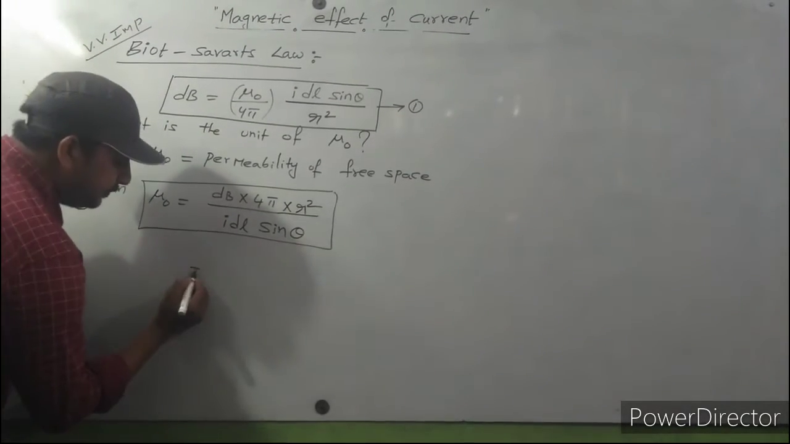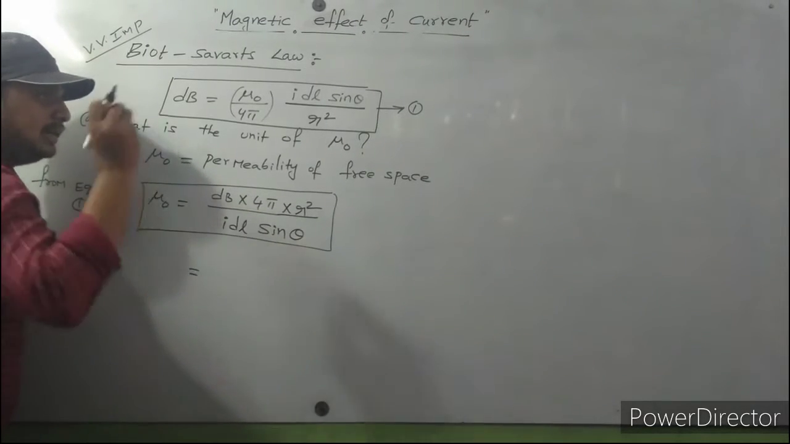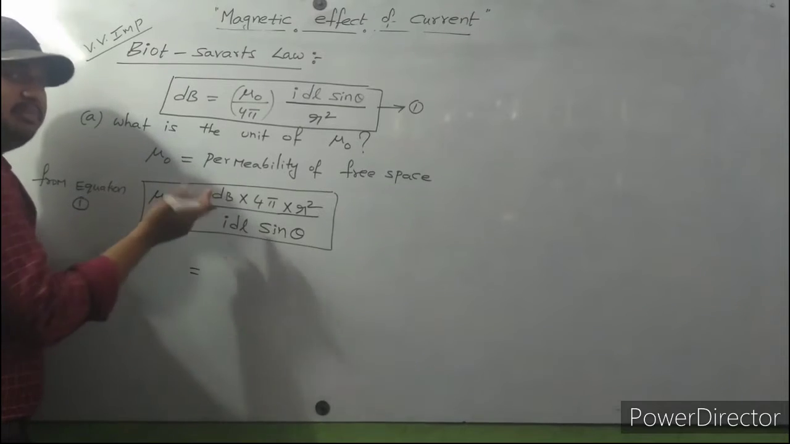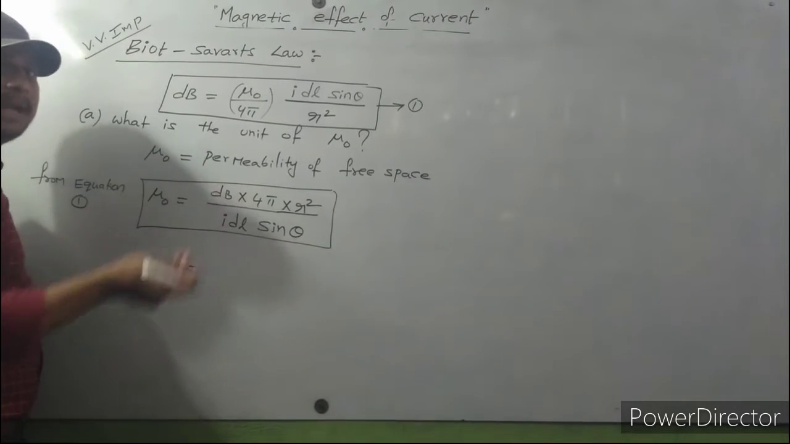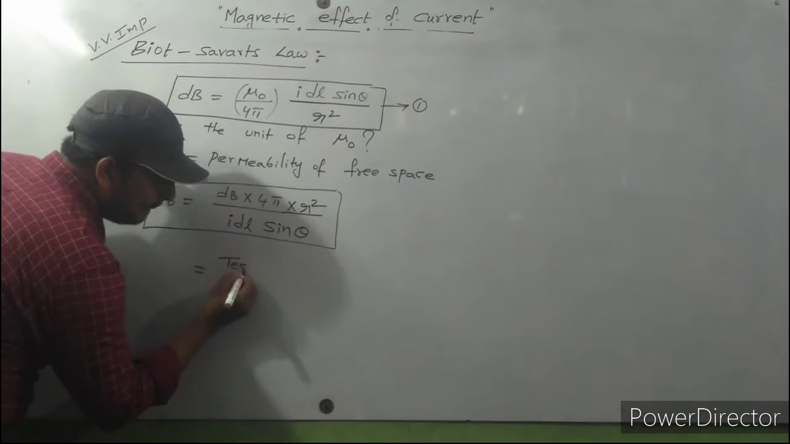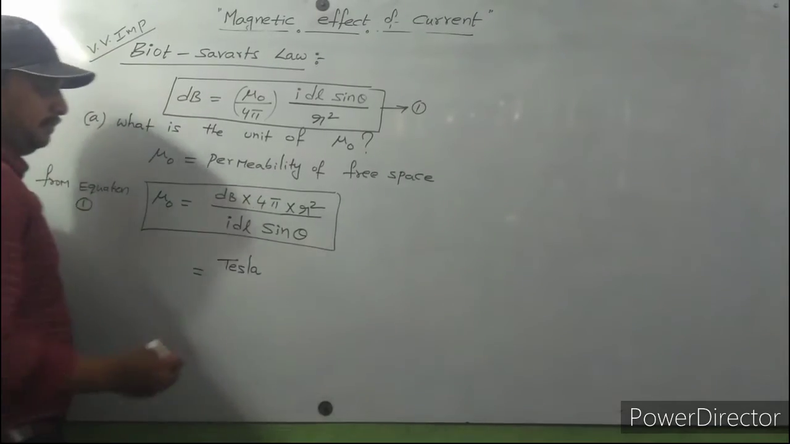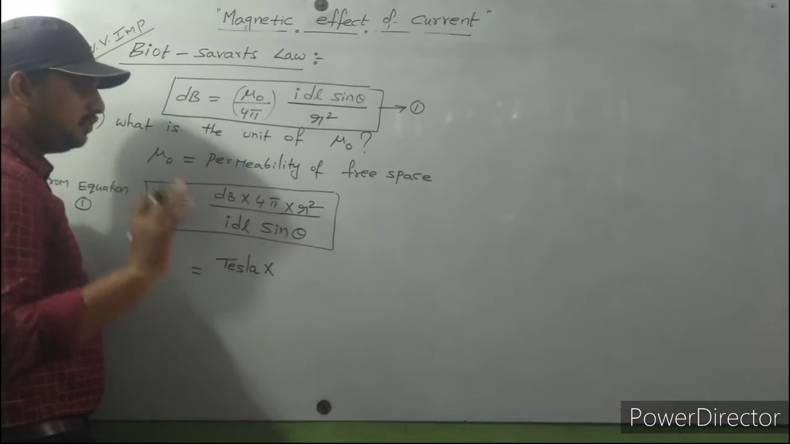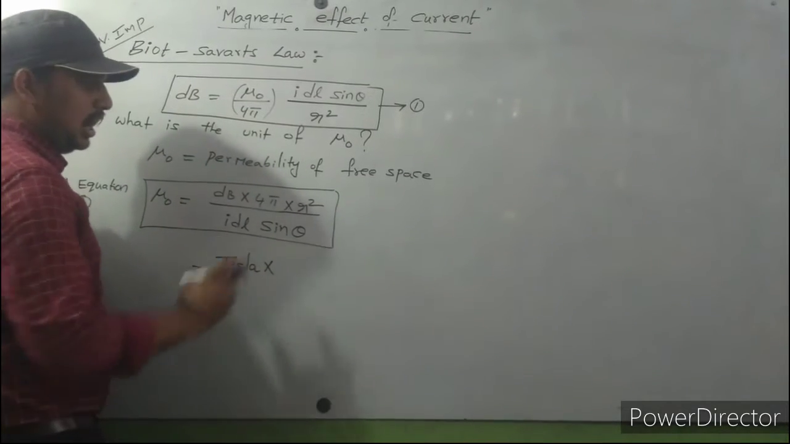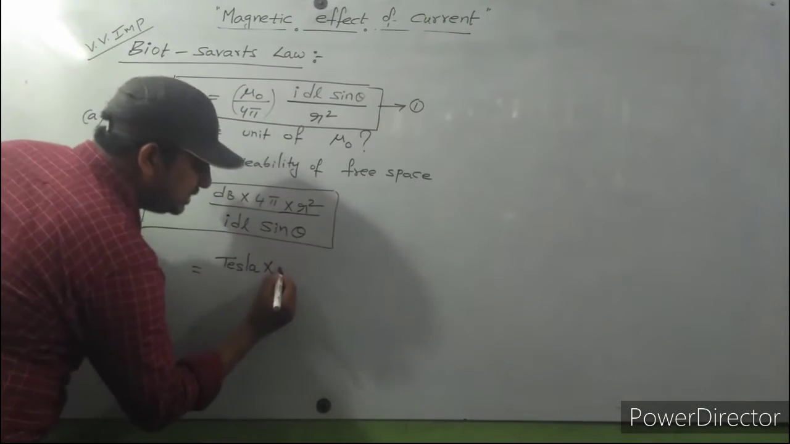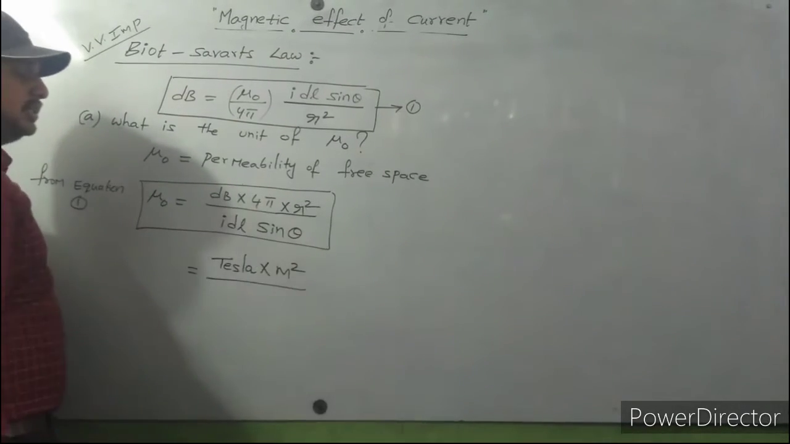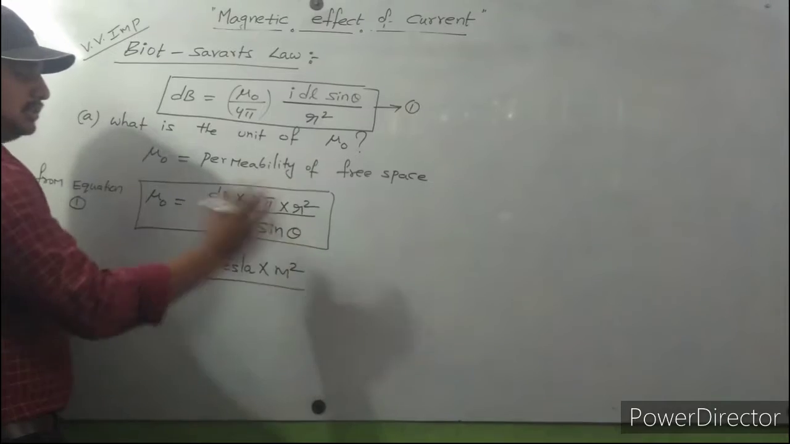If you know the formula, it is easy to write the unit. What is the unit of dB? dB means magnetic field. What is the unit of magnetic field? Tesla. Tesla into 4 pi, which is a constant, there is no unit for that. r means distance, so the unit of distance is meter. Here r square is there, so meter square.